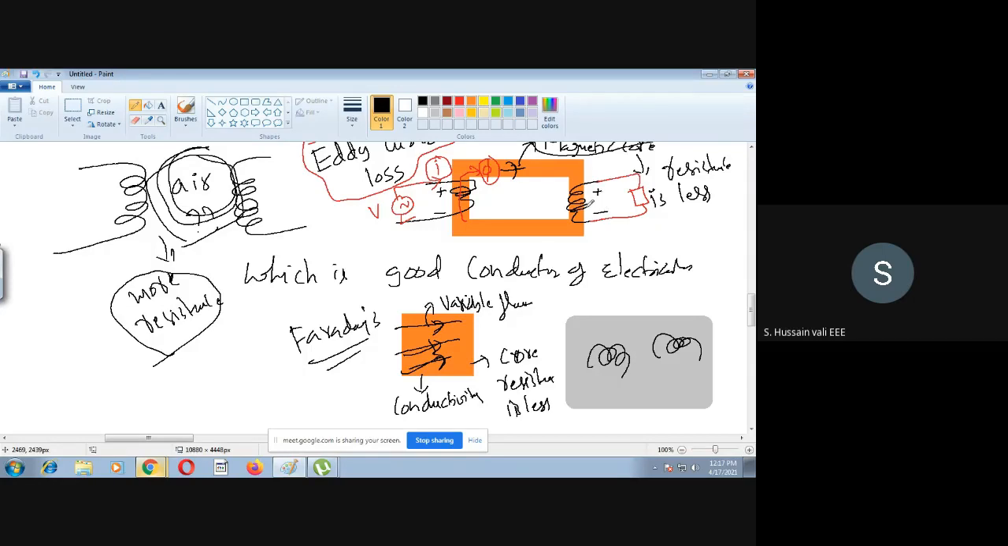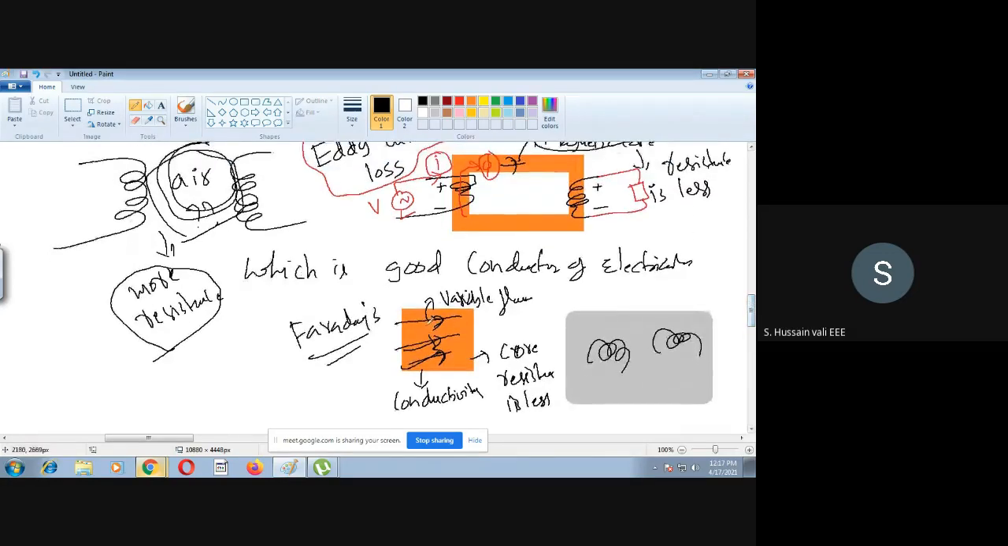These two we studied. But there we neglected that there is a small EMF induced in the core also. Why is there a small EMF induced in the core? Because the core is also a conductor of electricity. Just now we have seen that its resistance is lesser than the air. So we will consider this also as a conductor, not as good as copper or aluminum, but a bad conductor of electricity, but still a conductor.